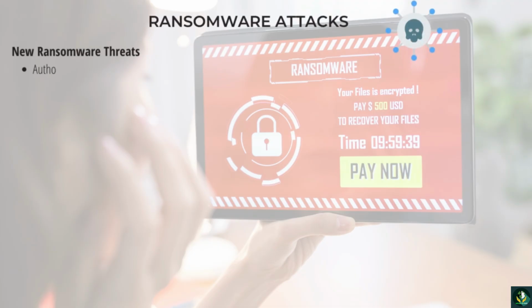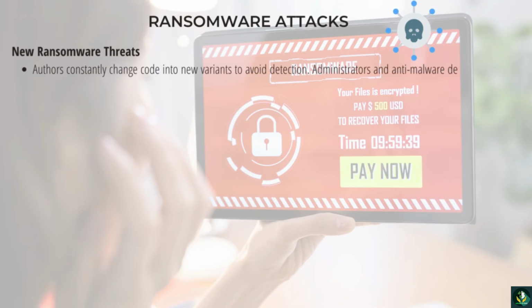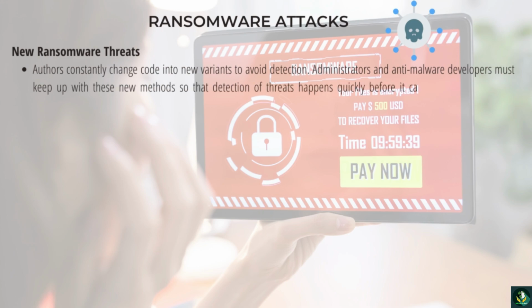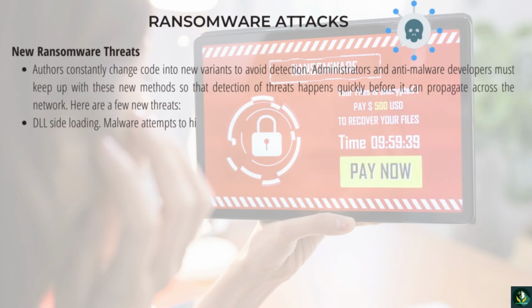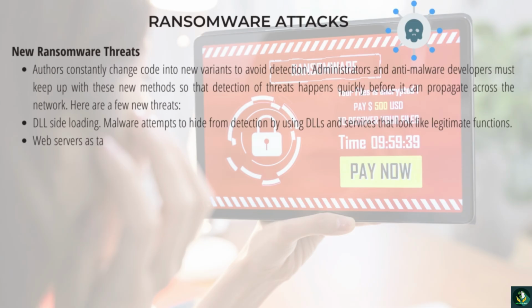New ransomware threats. Authors constantly change code into new variants to avoid detection. Administrators and anti-malware developers must keep up with these new methods so that detection of threats happens quickly, before it can propagate across the network. Here are a few new threats. DLL sideloading: malware attempts to hide from detection by using DLLs and services that look like legitimate functions.